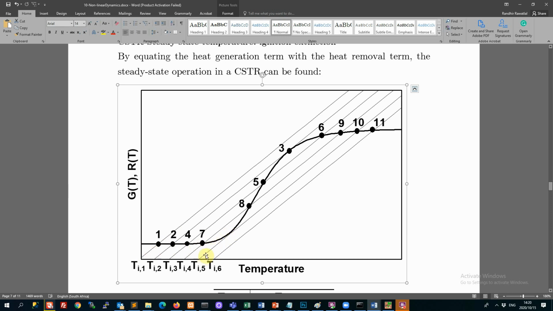Now you can see here that will all be fine as long as we keep our inlet temperature below Ti5, we can have these steady states. But the moment our inlet temperature goes slightly above Ti5, suddenly the system doesn't have a steady state down here, and it's going to fly away up here. And so this is what we call an ignition point. So the system ignites. For some reason, the temperature shoots up, and now we are in this high temperature region.